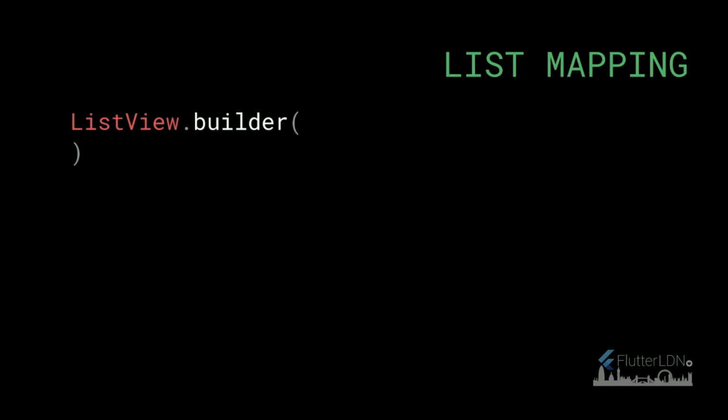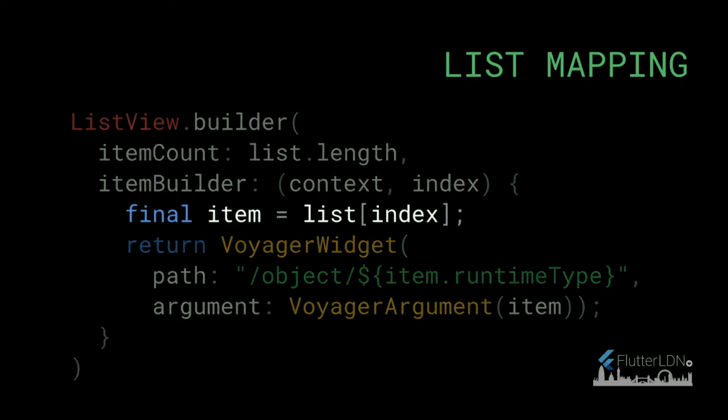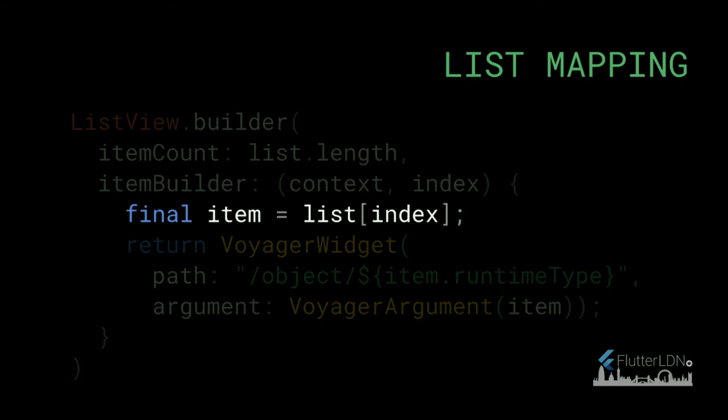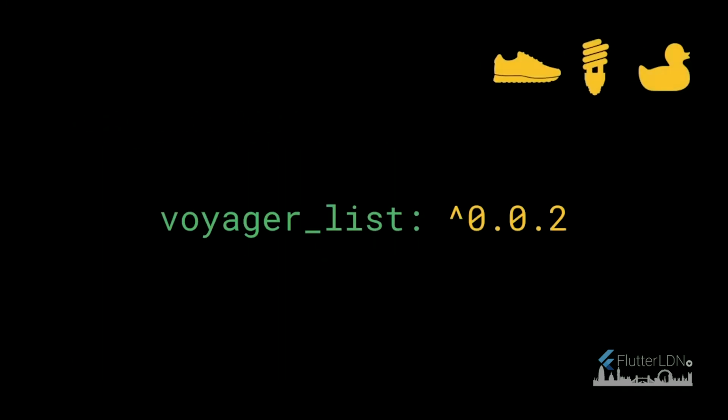Using standard Flutter API like ListView, you supply the number of items, and then using the Voyager API, you get the item based on the index. Using runtime type, you create a path for your object and pass that object to the widget. If you're curious about this approach, there's an experimental library add-on to the main library. Feel free to check it out.